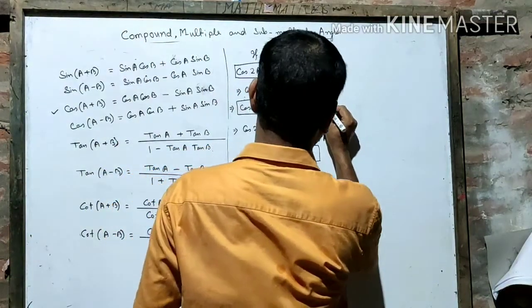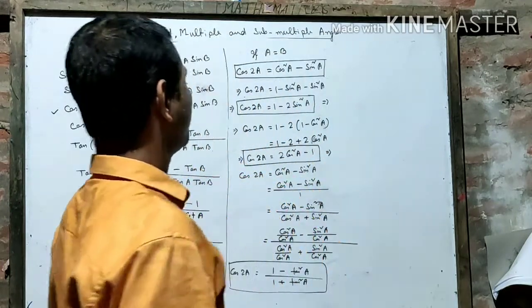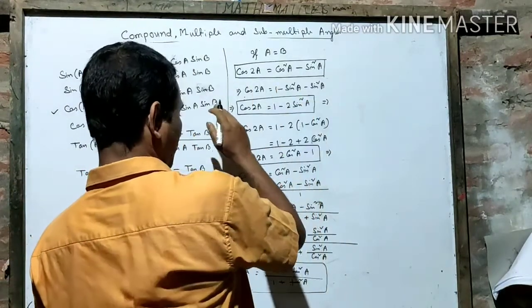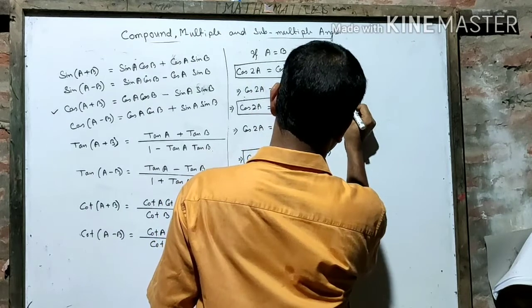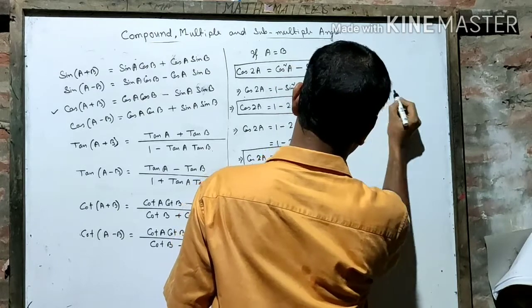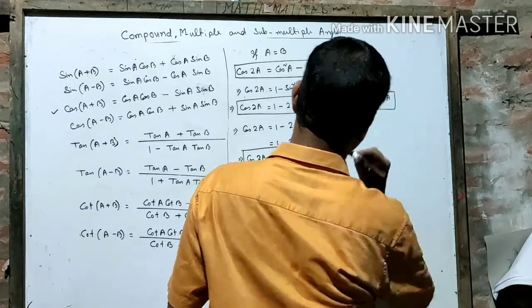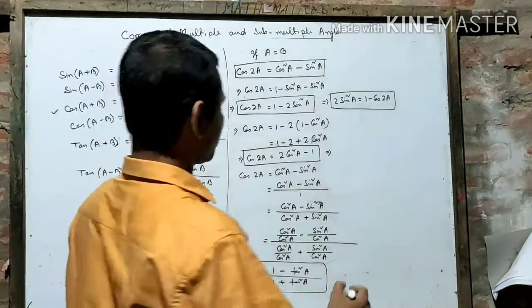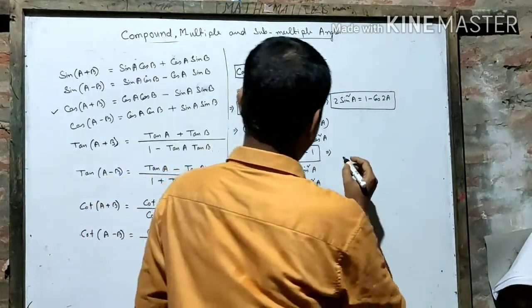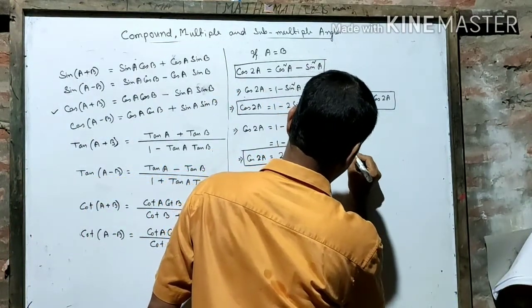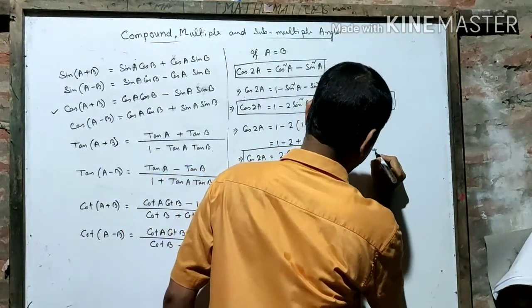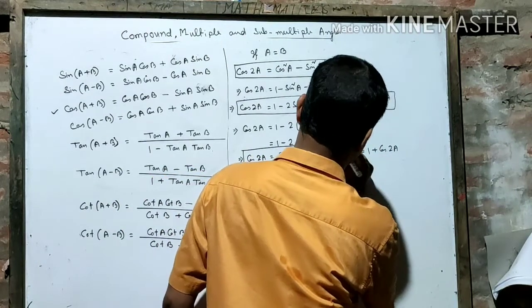From these 2 formulae you can find another pair of formulae. You see cos twice A equal to 1 minus 2 sin square A. So if we bring 2 sin square A to left hand side, this will become 2 sin square A is equal to 1 minus cos twice A. Very important formula. 2 sin square A is equal to 1 minus cos twice A. You have to remember all those formulas which are written in the box. Again, from this, 2 cos square A can be written as 1 plus cos twice A. 1 plus cos twice A. Important.